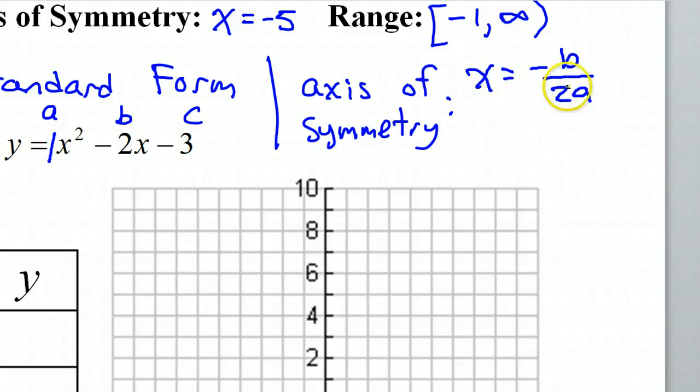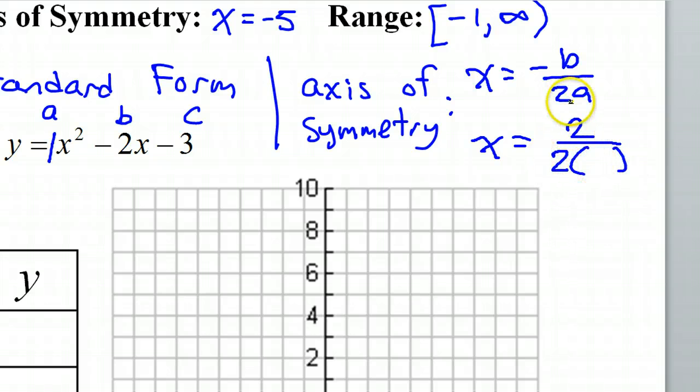Notice I don't say -b, I say the opposite of b. And here's why I say it that way. B is -2. So the opposite of b is +2. If this had been a +2, I would have put a -2. So think of it as the opposite. It will be easier for you.